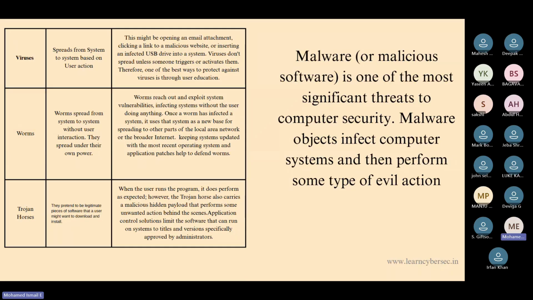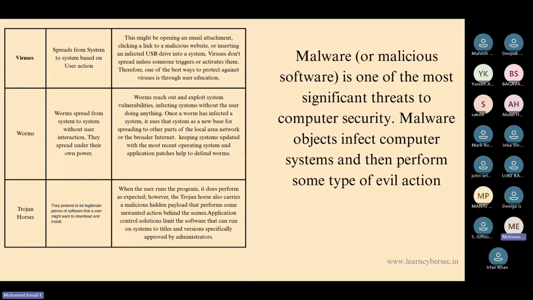Therefore, one of the best ways to protect against viruses is through user education. So, what is a virus? A virus spreads from system to system based on user action, and the trigger. The best way to protect is user education. Tell the user: don't plug an unknown USB device into a computer. Don't click on links from unknown emails. Don't open an attachment if it was sent by someone you don't know or if you are not expecting that email from someone. If there is such an email, don't click on that attachment. That may be a virus. So this is how you can protect from viruses.